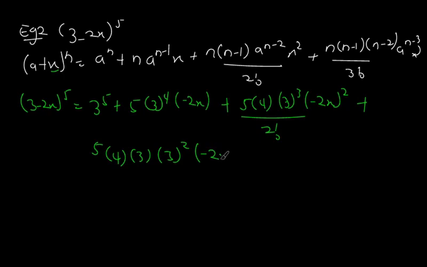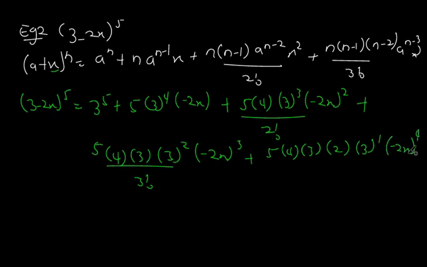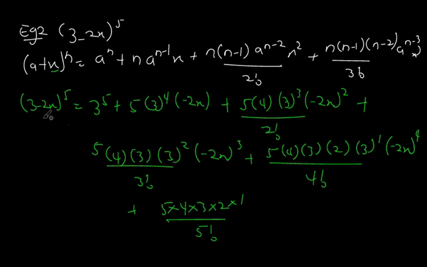Then we have our negative 2x. We'll now have the power of 3 divided by 3 factorial. Then plus we have 5, 4, 3, 2, then 3 raised to the power 1, negative 2x raised to the power 4, all over 4 factorial. Then plus the last expansion for this will be 5 times 4 times 3 times 2 times 1, and then divided by 5 factorial. Then we will have our 3 raised to the power 0. Then we will have our negative 2x raised to the power 5.